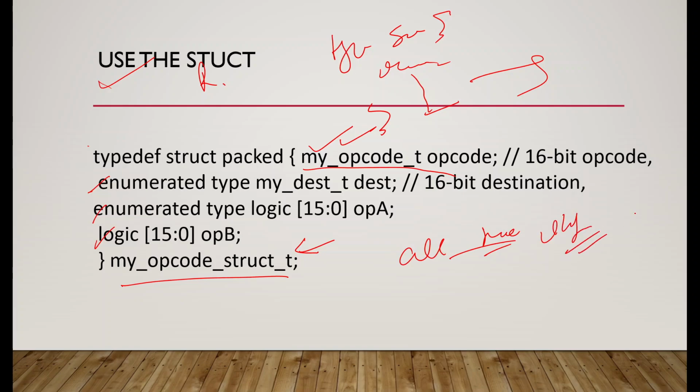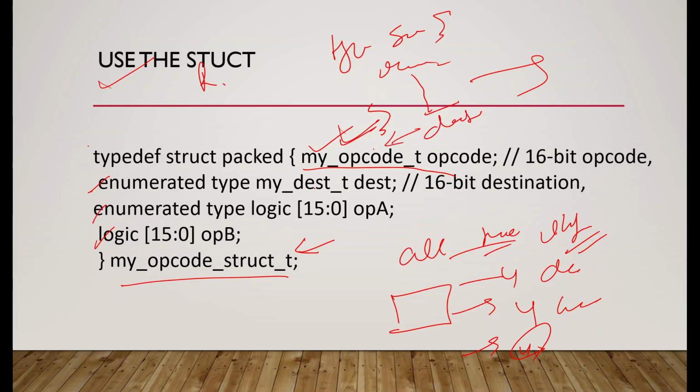Now, for example, in a protocol there are 4 signals for data, 4 signals for control, and 4 signals for DFT. So you can make that kind of internal structs also. Instead of opcode, you can say data. On this side, my destination t, you can write control. Here you can write DFT.